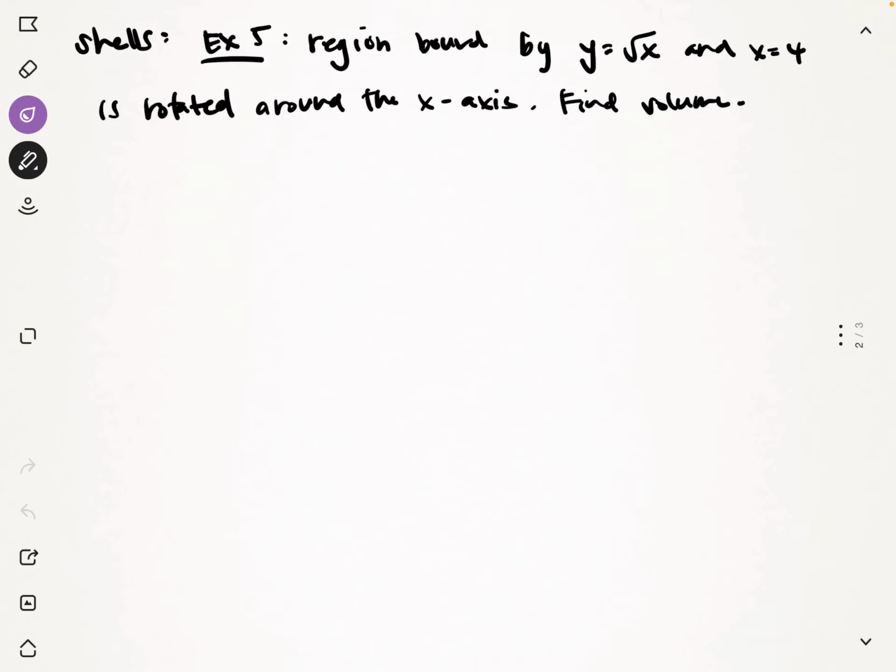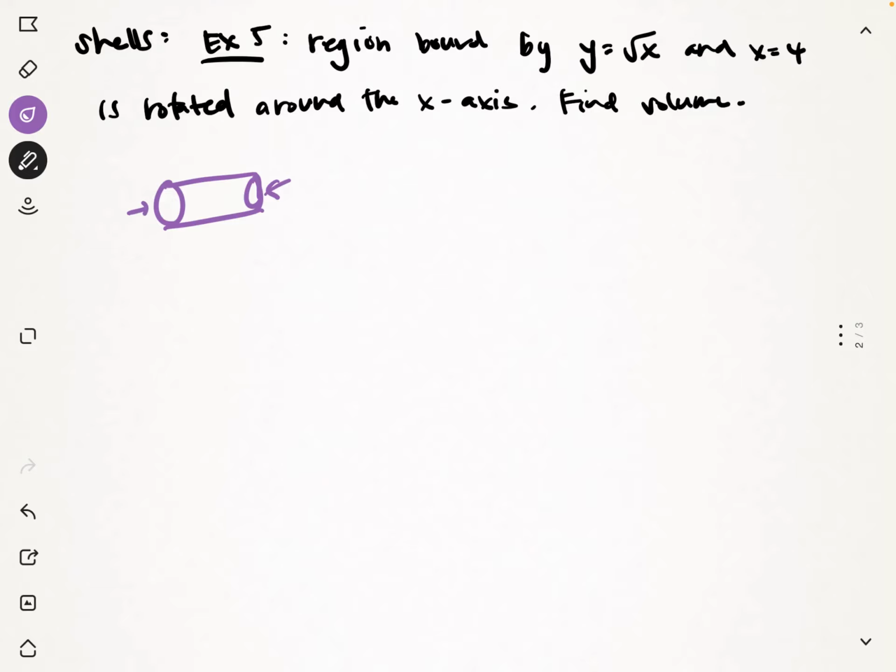Okay, on to the next one. So this one is shells. For our shells, what we're trying to do is fill in not cylinders, but the outsides of cylinders. So if we took the outside of a can of, I don't know, Pringles, that's what we're looking at. The top and bottom are not filled in. So we're just looking at the outside, the wrapper.